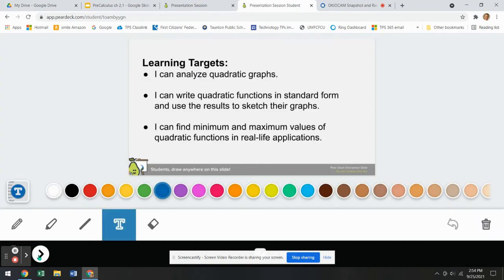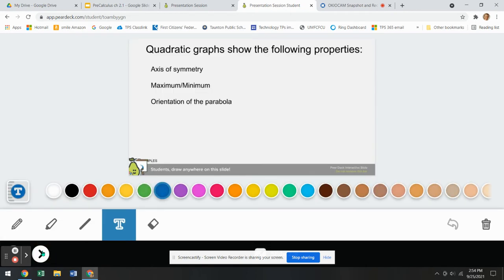What the chapter itself covers are those three learning targets: analyzing the quadratic graphs, writing the functions in standard form, and using the results to sketch the graphs. When it says standard form, what they call standard form in this book, most of us call vertex form. And the other learning target is finding maximum and minimum values of the quadratics in real life applications.